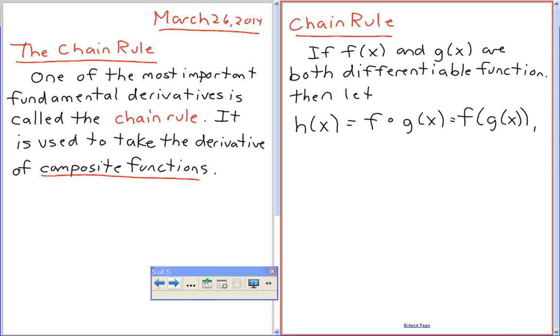Have you guys seen that notation with the f o g? All it means is you put g of x into f of x. That's all it means. We're going to say that h prime of x is equal to f prime of g of x times g prime of x.